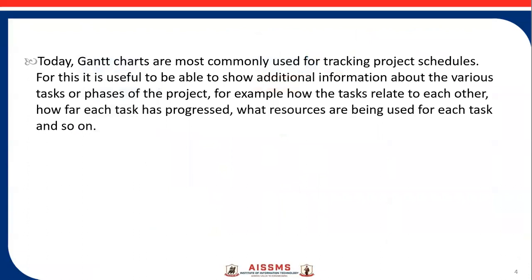Today Gantt charts are most commonly used for tracking project schedules, project progress basically. For this, it's useful to be able to show additional information about the various tasks or phases of the project. For example, how the tasks are related to each other, how far each task has progressed till now. Suppose we are in the middle of the project, and the higher authority of the company wants to check where we are on the project right now. These things should be visible to each and every person involved in the project, so every stakeholder. Also what resources are being used for each task and so on. To make these things visible, we can use the Gantt chart.